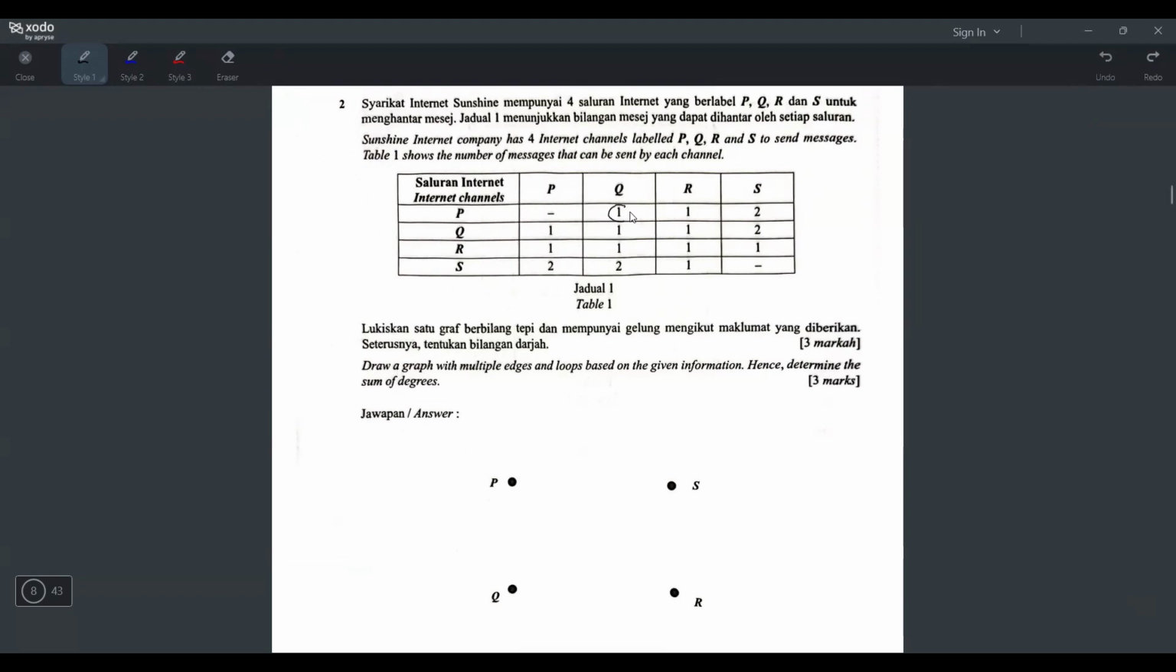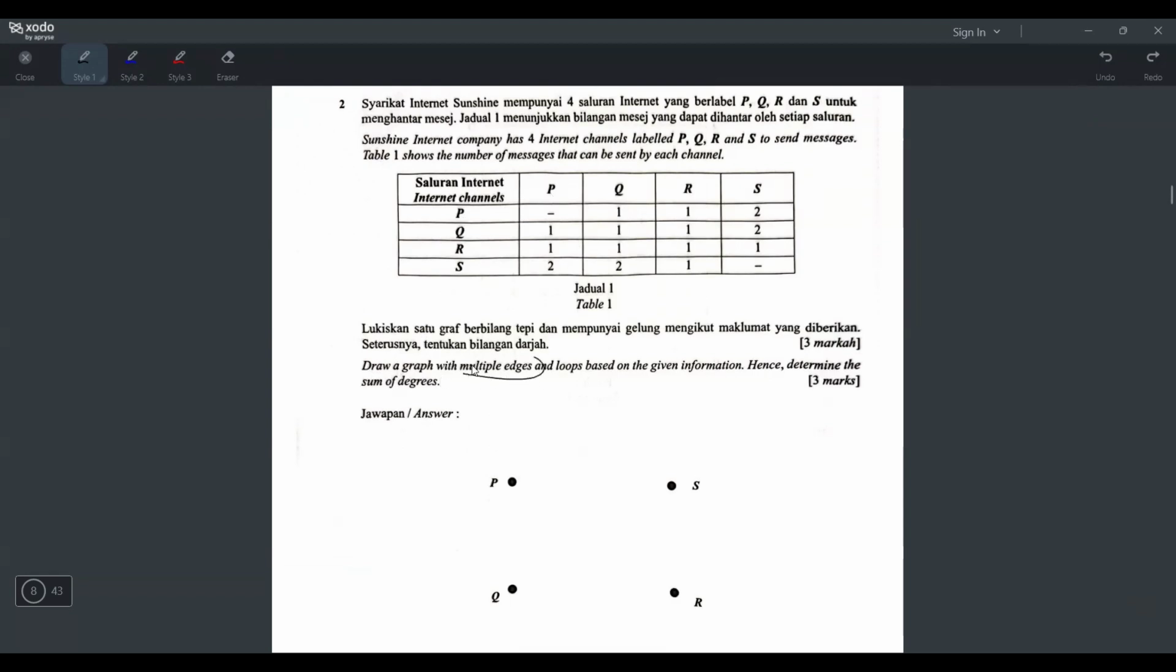It means the 1 here means from P to Q has to be one line going from P to Q. And then this one must be one line going from P to R. And then this one must be total P to S must be 2 lines. Yeah, I think that's what it means, right? Okay, tapi, let's see what it says here.